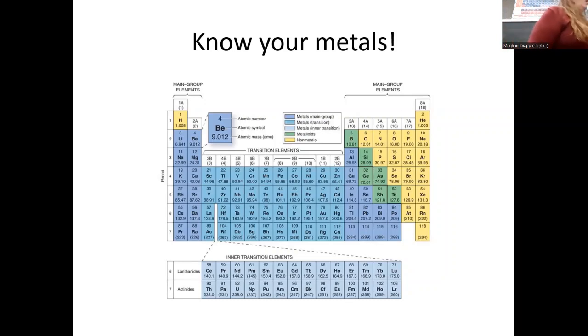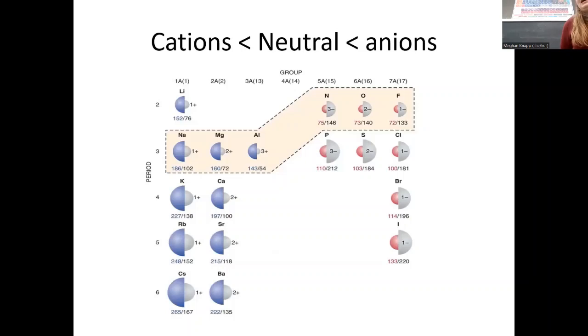All right, so on Wednesday, we will talk a little bit about the size. We talked about this a little bit in the previous slideshow. And then we'll get a little bit more into bonding.